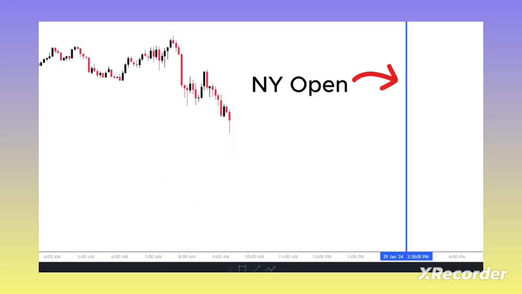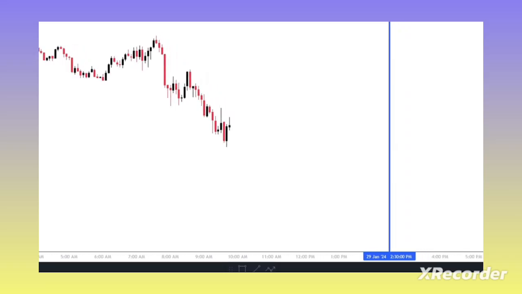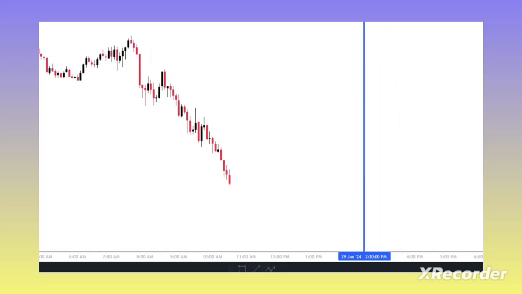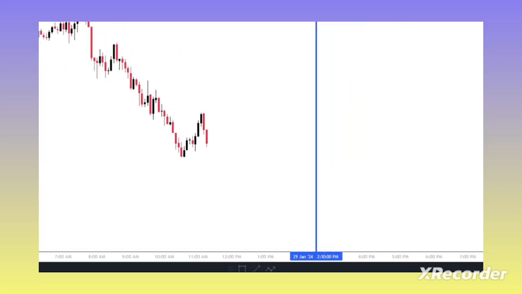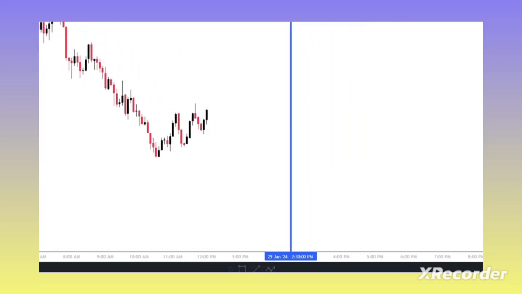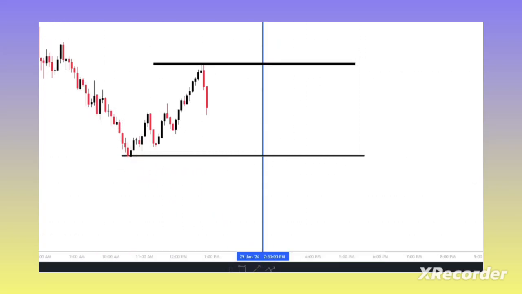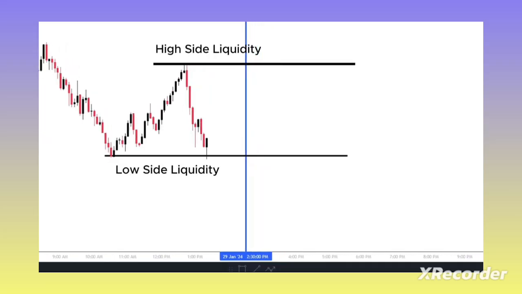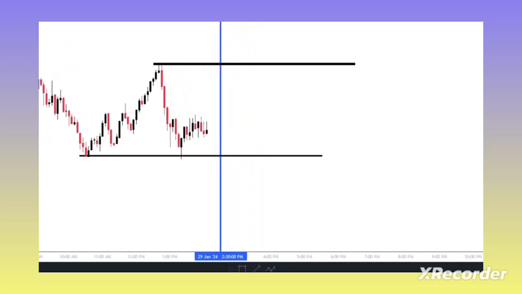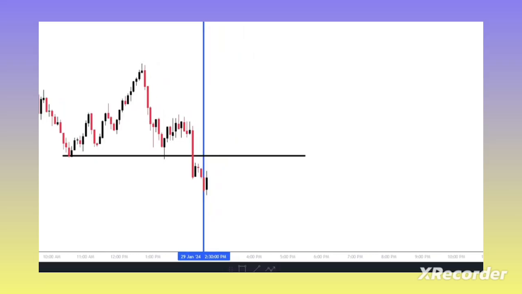The blue horizontal line represents the open of the New York session. First point checked. Now onto the second step. We mark both liquidity sides, which are the last swing low and high points. New York session has opened here, and it has taken the liquidity. The traders that bought long here likely got stopped out at this liquidity level.